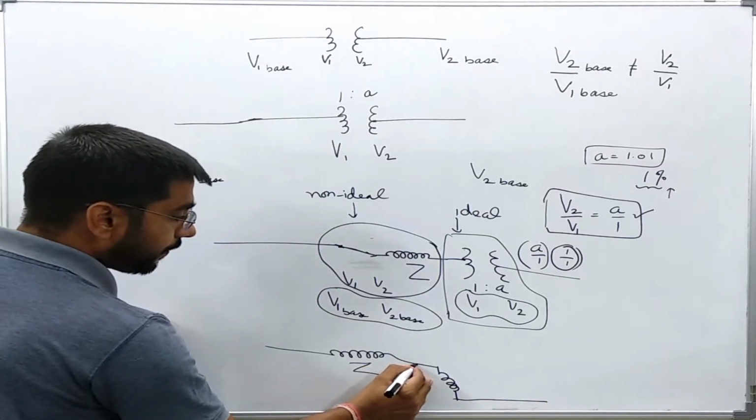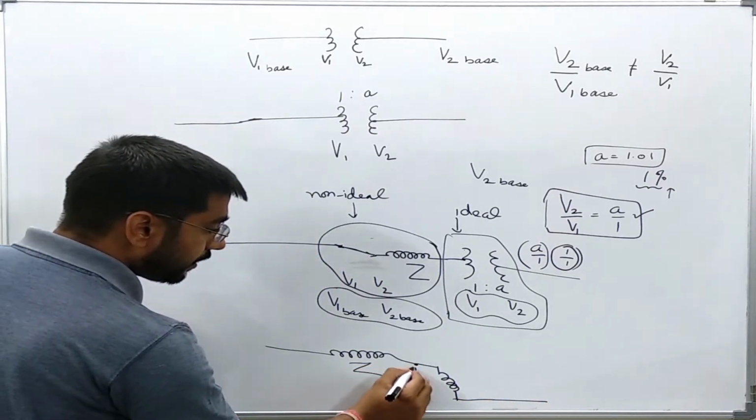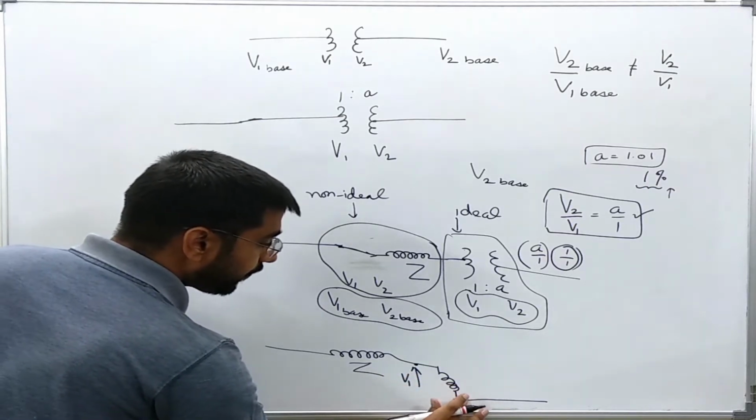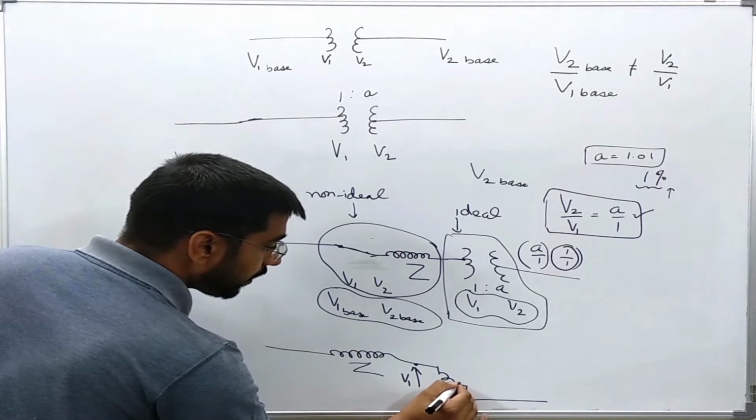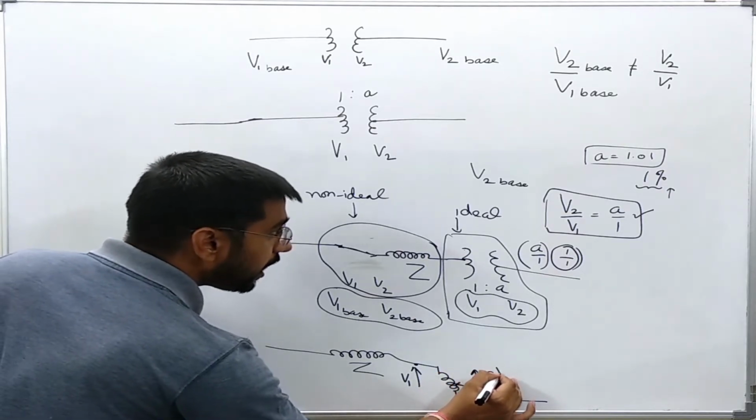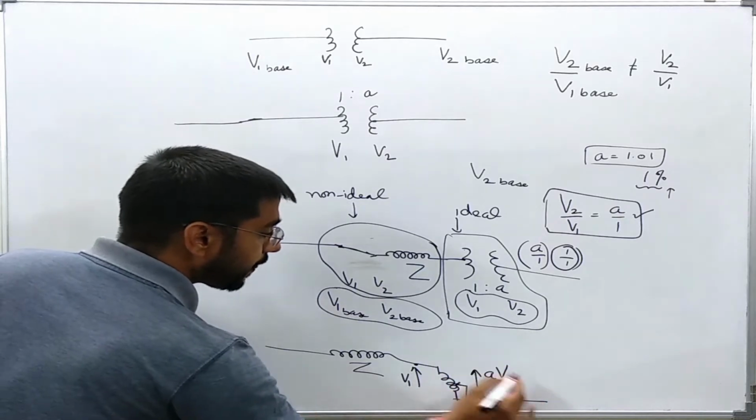wherein the voltage levels are changing. Up to here, this is voltage V1, and here the voltage has changed to A V1. Okay.